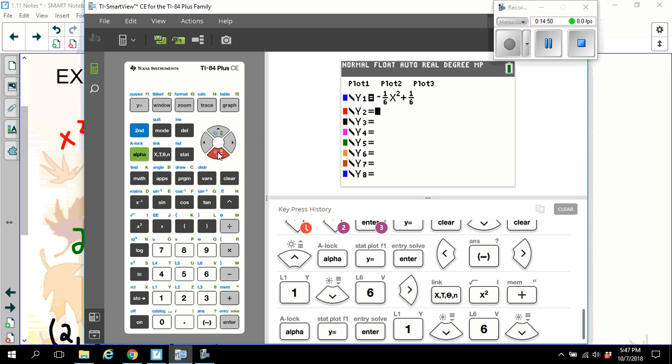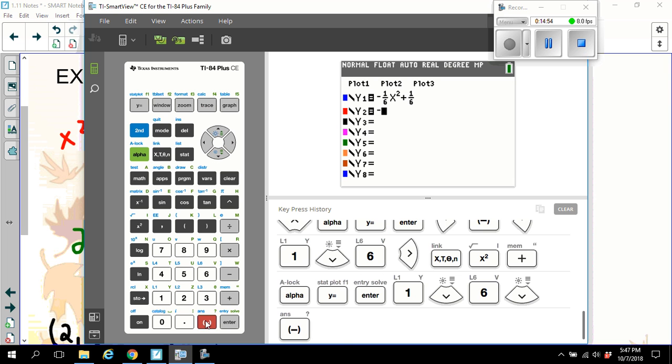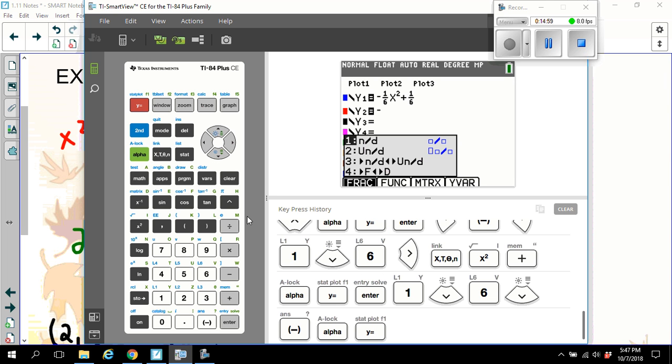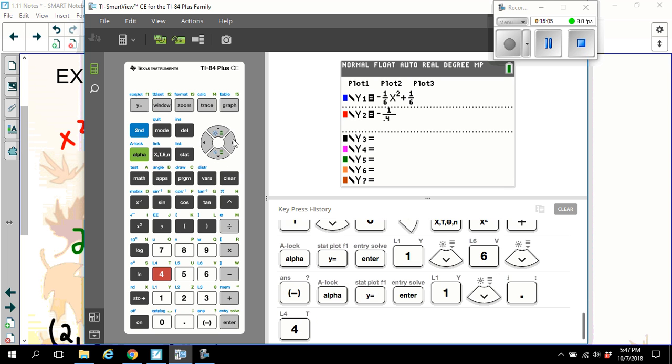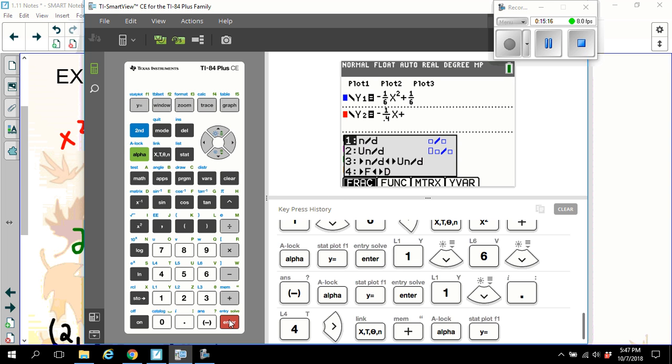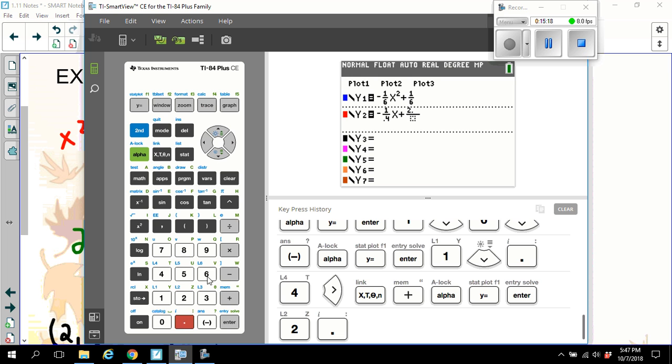So for that one, we are going to have, once again, a negative, so make sure you use negative. I'm going to do alpha y equals, and then once again, do the fractions. So it'll be 1 over 0.4. Arrow over to put the x. And then we're going to have our plus here. So we'll have plus, and then once again, alpha y equals, enter. We'll have 2.6 all over 0.4.